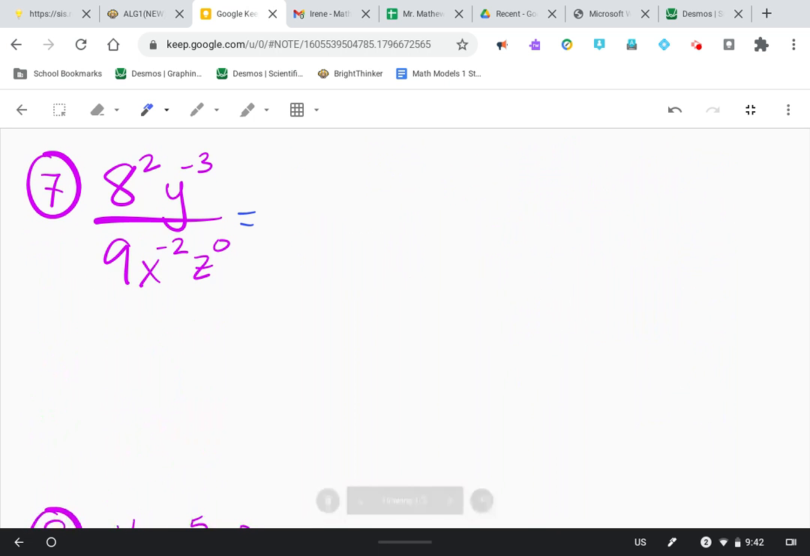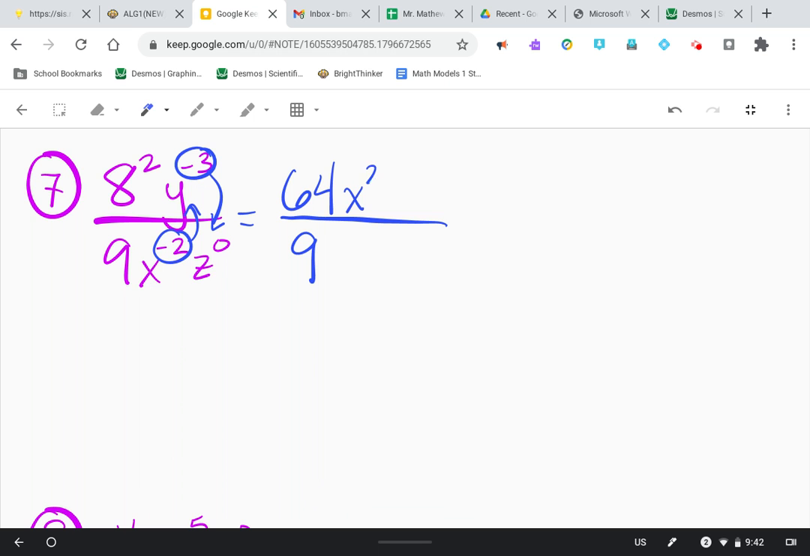We have 8 squared. That's going to become 8 times 8, which is 64. I see I have 9 in the bottom. That's going to stay there. Now the y is negative and the x is negative 2. So that needs to move up and this needs to move down. So we're going to switch them in a sense. So x is going to come up and become positive 2. Y is going to go down and become positive 3. Z to the 0 is 1. So that's a 1. I don't really need that 1, to be honest. So we're just going to rewrite the problem as x squared.